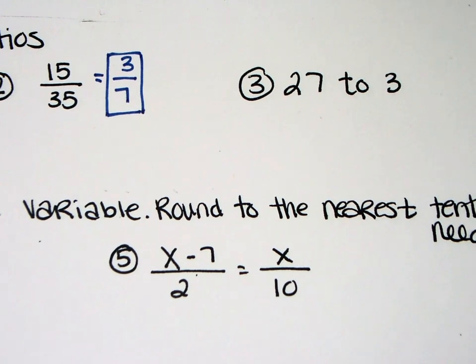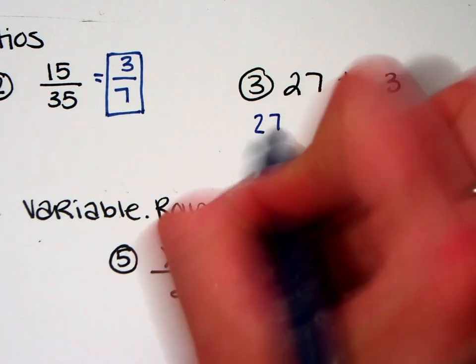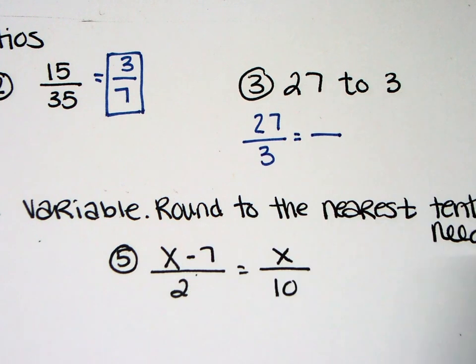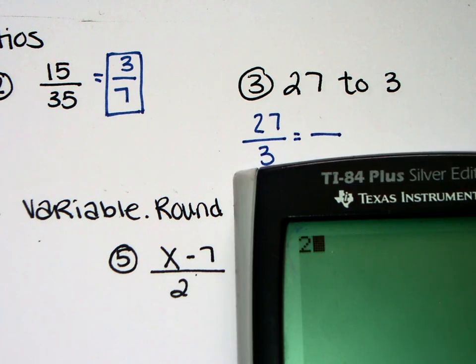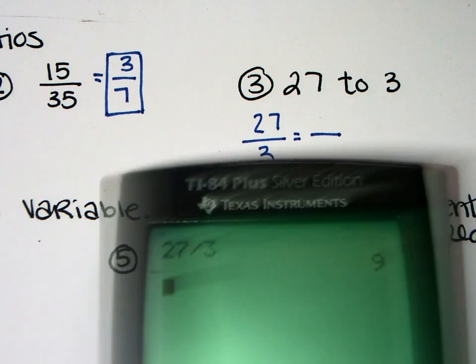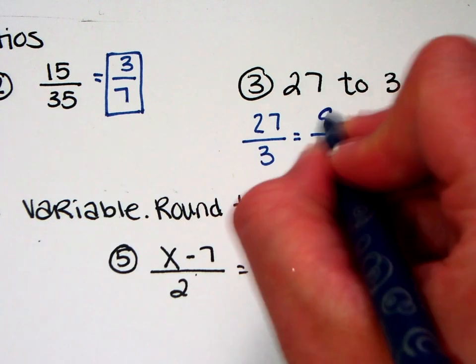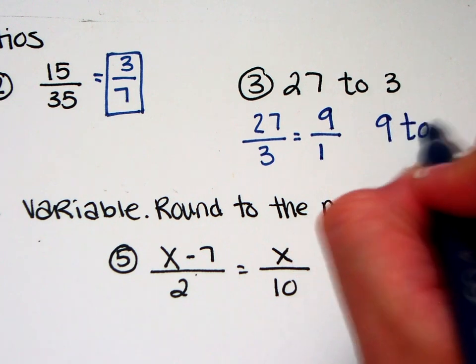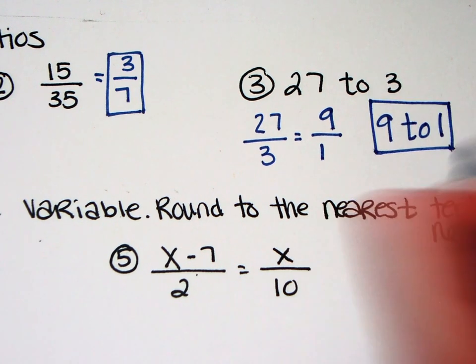Okay. Finally, we've got 27 to 3. I'm going to go ahead and put that in fraction form. First number is always the numerator of my fraction. So 27/3. I get a whole number of 9. 9 goes on top. 1 goes on the bottom. A ratio compares two numbers. So if I'm writing a ratio, I need two numbers.